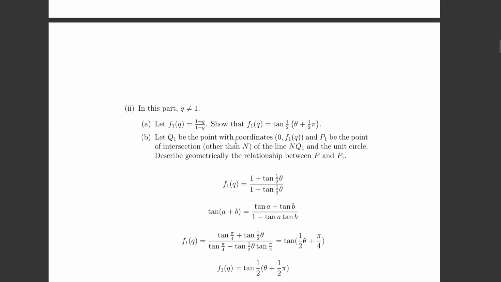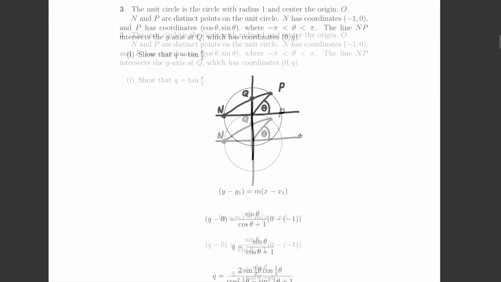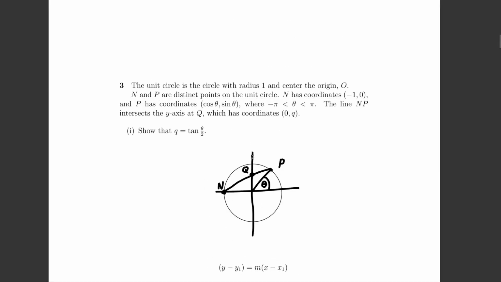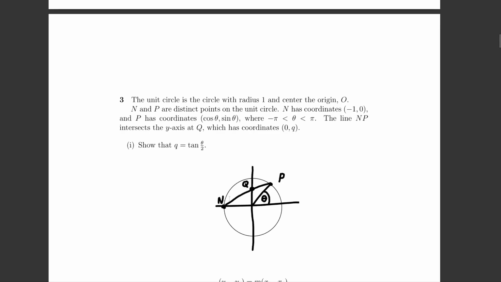Part B tells us basically let Q1 be the point with F1 of Q, and P1 be a point of intersection with the line NQ1 and the circle. And they want us to geometrically describe the relationship between P and P1. Okay, well, let's see. Yeah, so basically what that was saying was we have a new point Q1, right? Which is somewhere on the y-axis. And the line N and Q1, basically, if you extend that line, it will meet the circle somewhere, and that point is P1, and we basically want to find the relationship between P and P1.